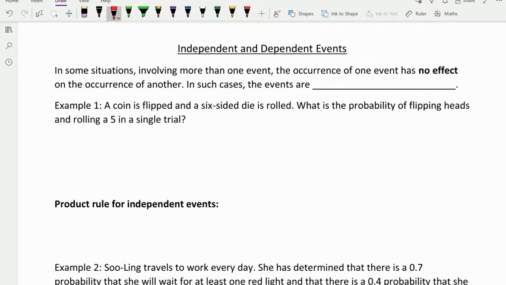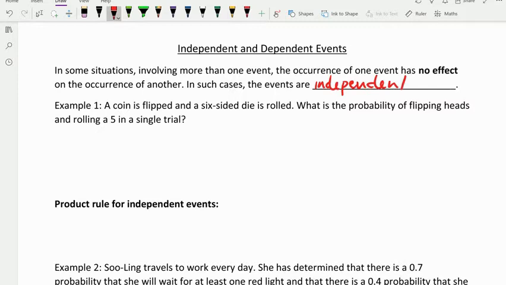Probabilities related to independent and dependent events. Our first situation here, we have a situation where one event has no effect on the other event. And as a result, we call these events independent events.